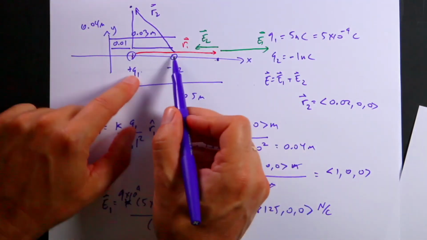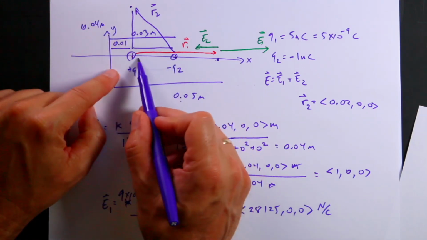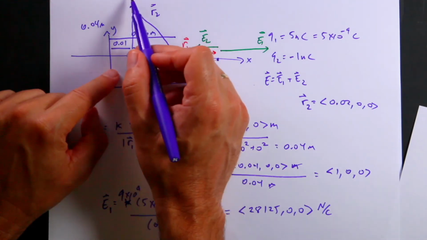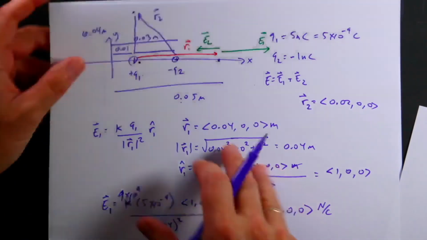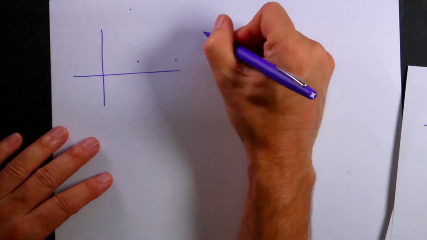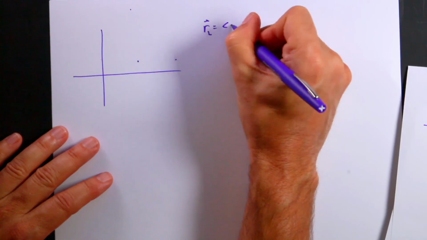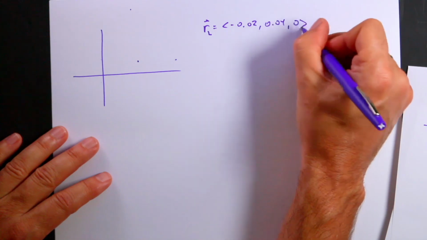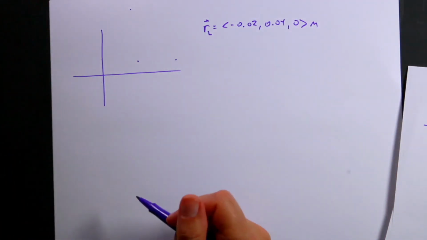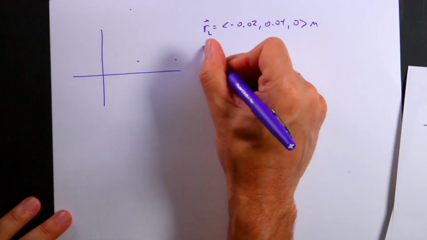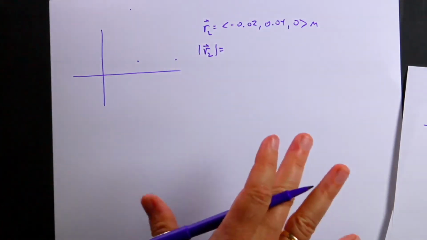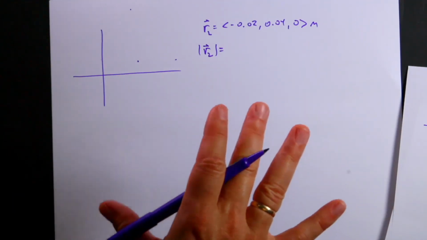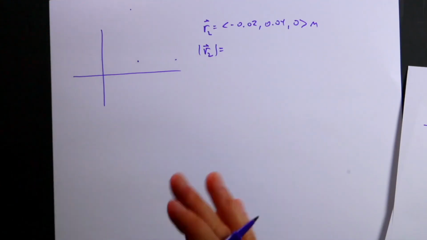So if I want to go from here to there, I'm going to have to go over 0.02 meters in the x direction, and then up 0.04 meters. So I can write the vector R2 as this. R2 is the vector negative 0.02, 0.04, 0 meters. Now I need to find the magnitude of that. This is a lot of tedious work, and that's why I'm going to make another video to show you how to do this in Python, or with a vector calculator. If you have a vector calculator, it's going to help out a lot.